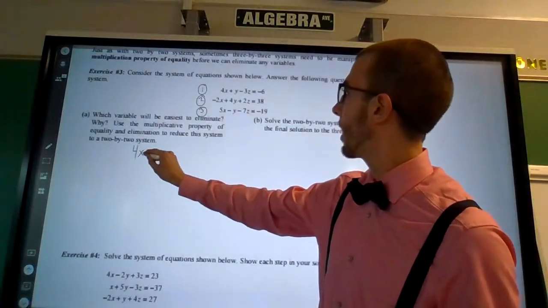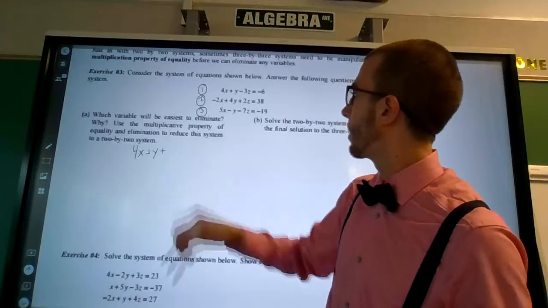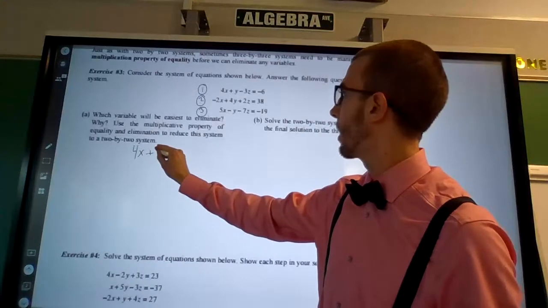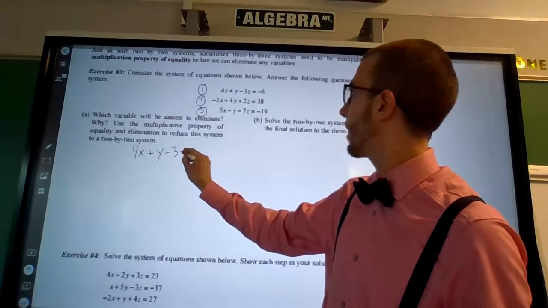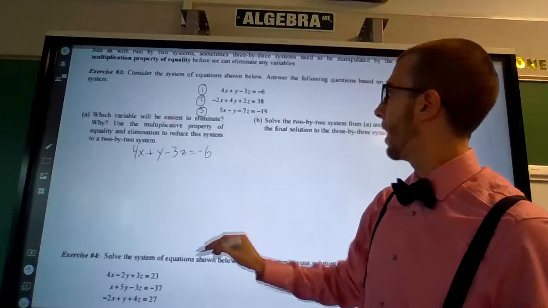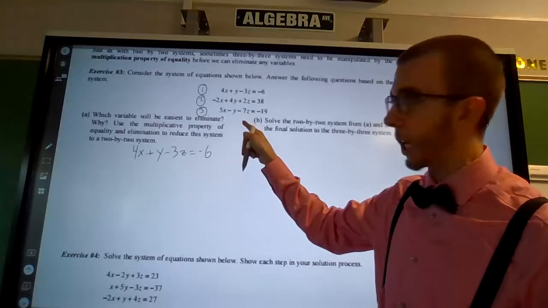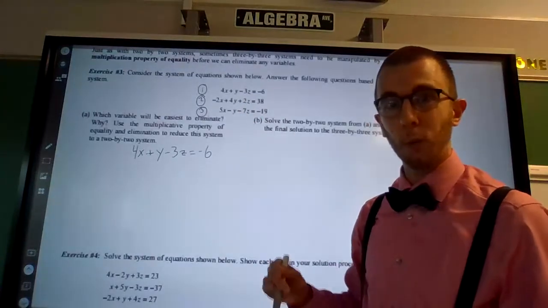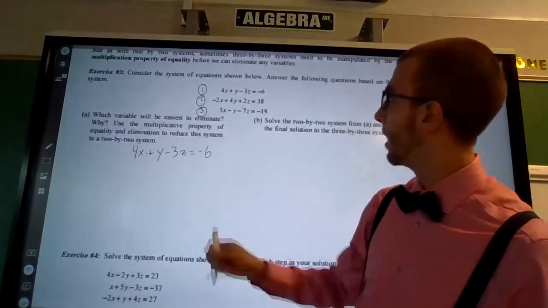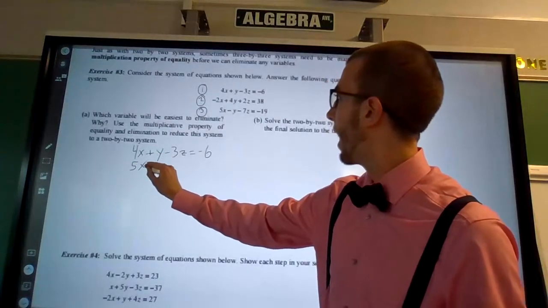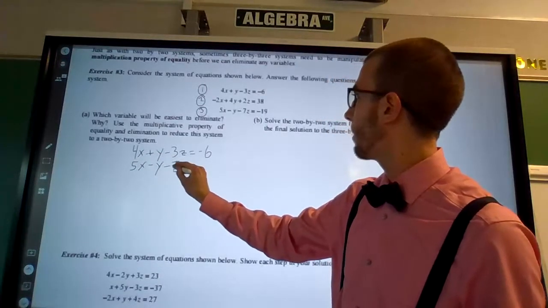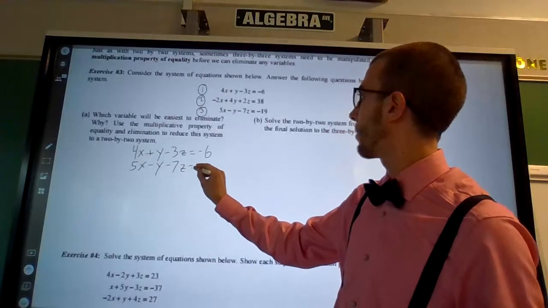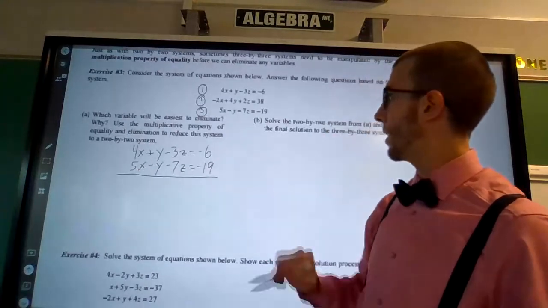And I'm just rewriting equation 1, 4x plus y minus 3z equals negative 6. And then, like I said, I'm adding equation 3 because the y variables have opposite coefficients. One's positive 1, one's negative 1. So rewriting that third equation, 5x minus y minus 7z equals negative 19. Now we add these.